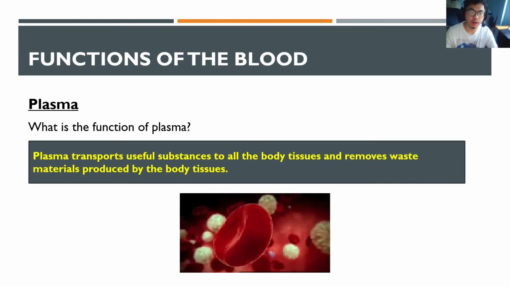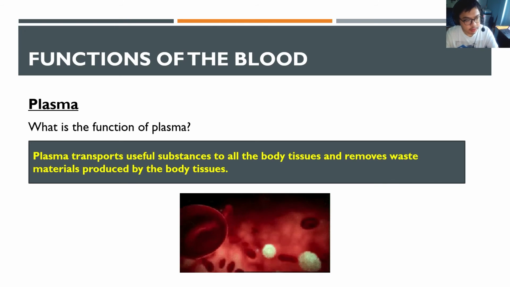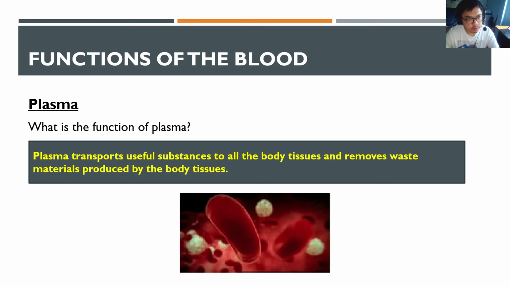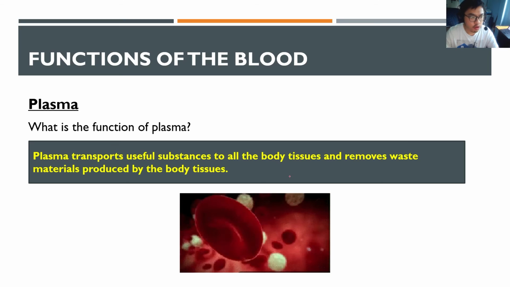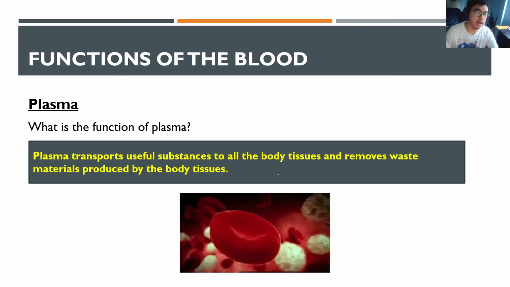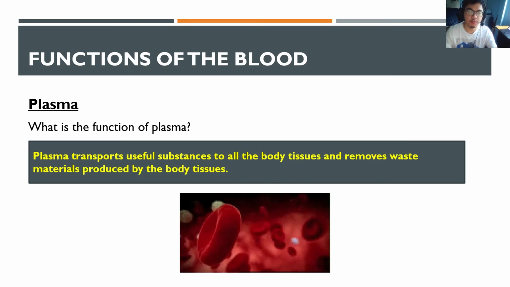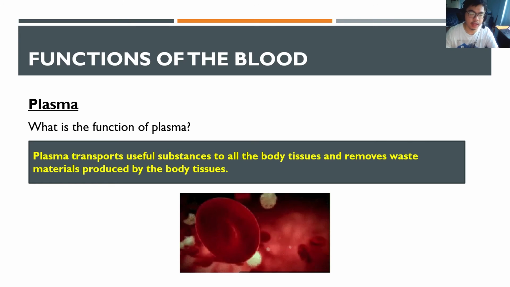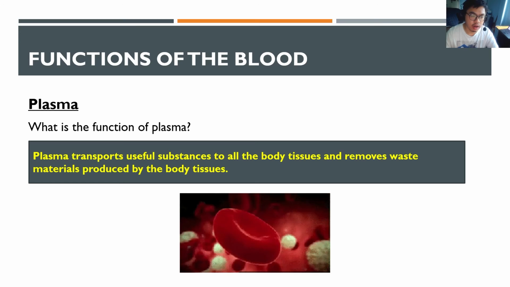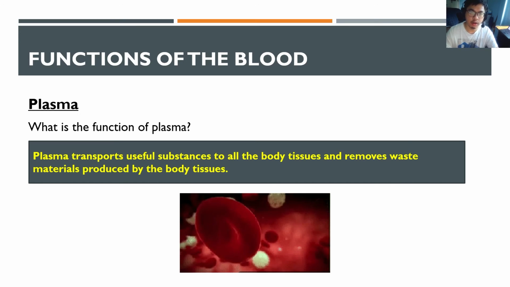What about the plasma? What's the function of the plasma? So the plasma transports useful substances to all the body tissues and removes waste materials produced by body tissues. So the plasma just carries all these other things around and helps the red blood cells, the platelets, the carbon dioxide to move around the body.